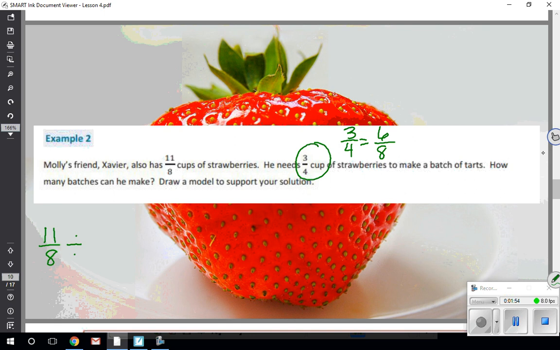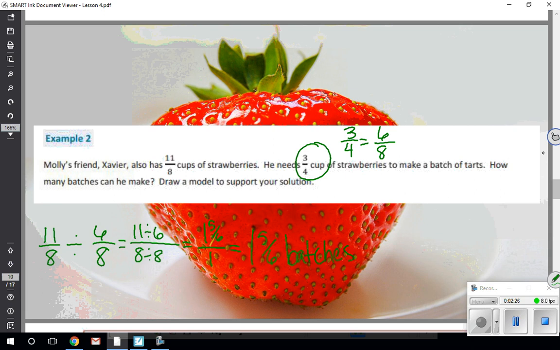11/8 that we're equally going to divide up into groups of 6/8. So just as a quick review, it'd be the same as saying 11 divided by 6 and 8 divided by 8. So I know 11 divided by 6 is 1 full set with 5/6 left over. 8 divided by 8 is 1. Well, any number divided by 1 is that number that we started with. So our answer is 1 5/6 batches.